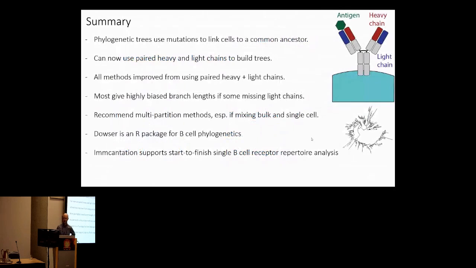So just to summarize, phylogenetic trees in B cells use mutations to link cells to a common ancestor. We can now use paired heavy and light chains to build B-cell lineage trees. Every method that we tested was improved from using paired heavy and light chains. However, most gave highly biased branch lengths if some light chains were missing. So for that reason, we recommend using multi-partition models, especially if you're mixing bulk and single cell data. And if you're interested in doing this kind of analysis with your own data, I highly recommend checking out Dowser and Immcantation.